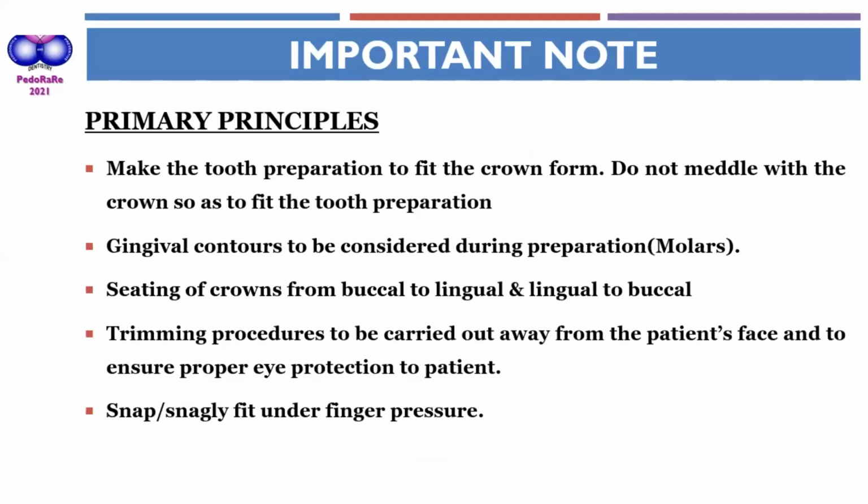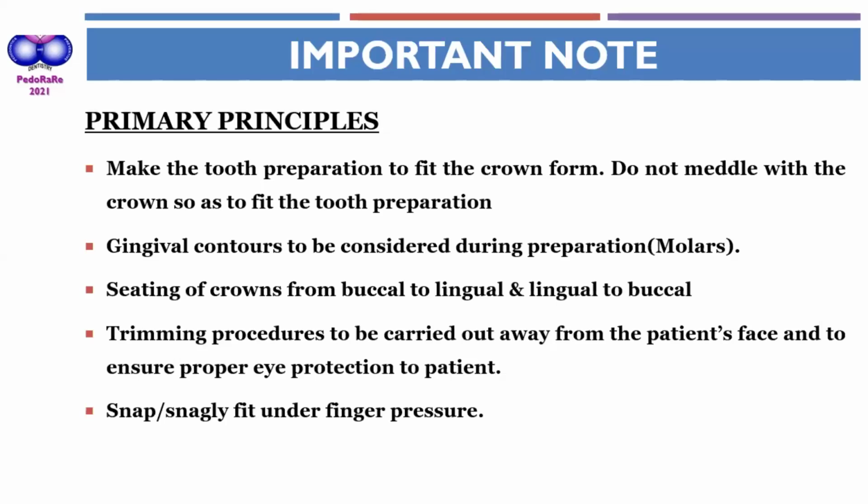Now, what are certain things which are important to note? Make the tooth preparation to fit the crown form. Do not meddle with the crown so as to fit the tooth preparation. Gingival contours are to be considered during preparation, especially for the primary molars. If you look, the gingival contours are a little different. Seat the crown from buccal to lingual or the reverse, because of the buccal bulge. For the lower, which has the buccal bulge, you place from lingual to buccal. For the upper one, we place from buccal to lingual, since there's a lingual bulge.